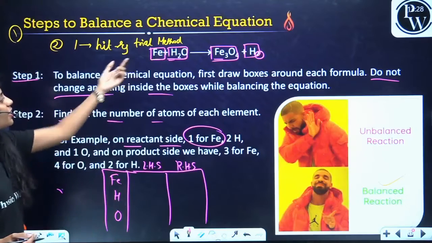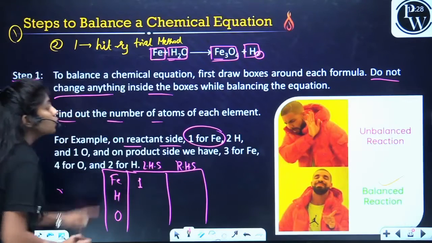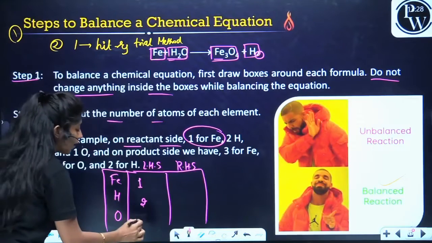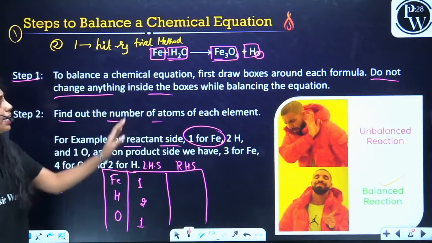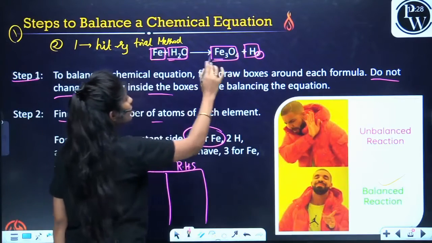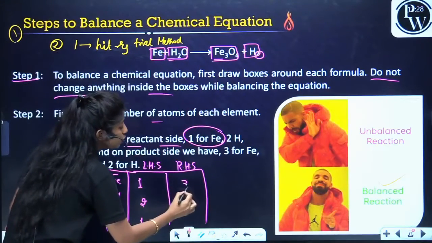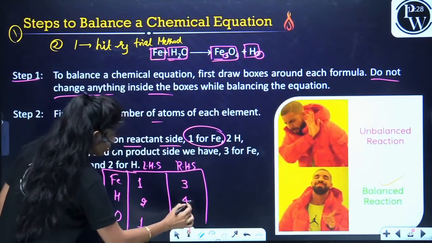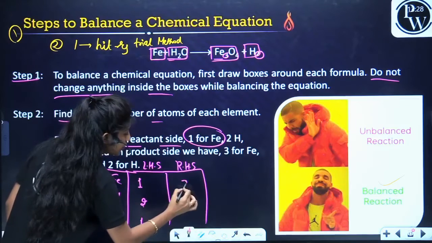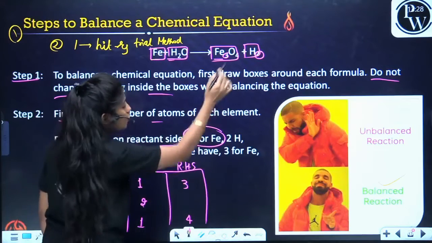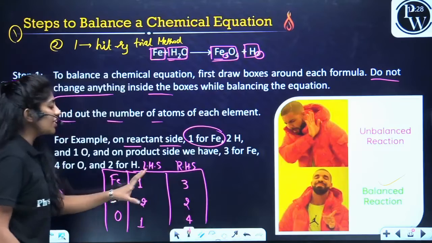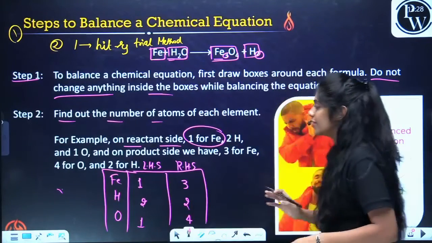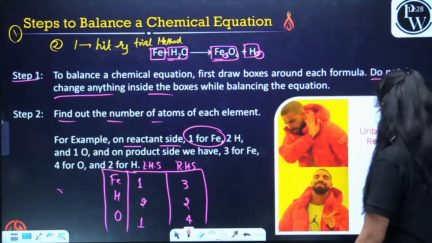Here I can see the iron is only 1 on the reactant side, hydrogen is 2, and oxygen is 1. Are we good? Now see how many irons are present on the product side. There are 3. How many oxygens are there? There are 4. And how many hydrogens? There are only 2. So we can say there is highly unbalancing, and we will be balancing this. Step 1 and step 2 are both clear to you?